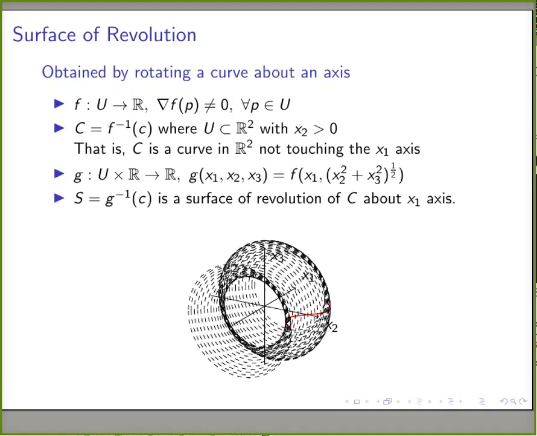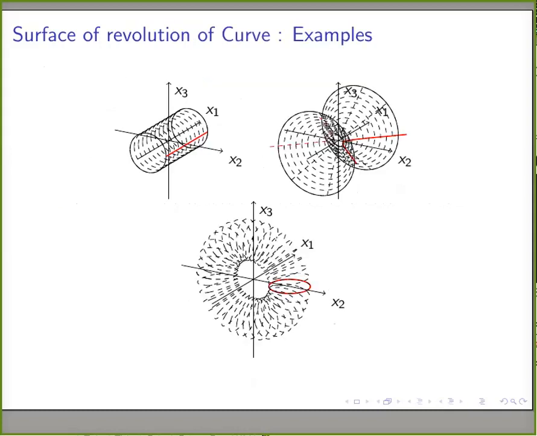By the definition of g, we are drawing a circle with the distance of the point on the x2 axis as the radius. Now we get a surface. g inverse of c is an n surface. We can take a simpler example.